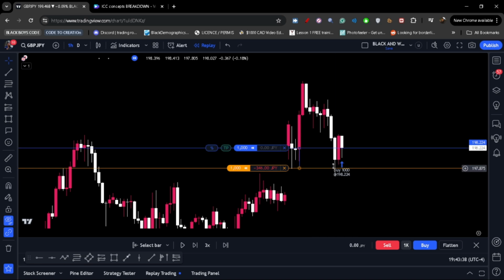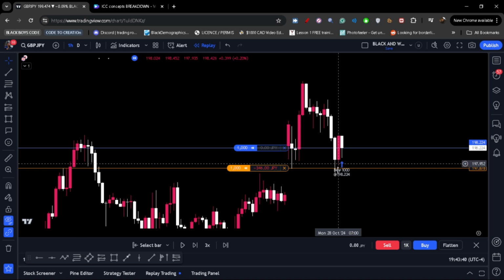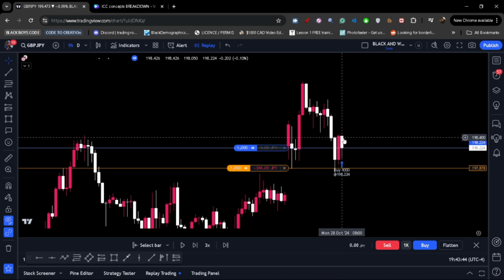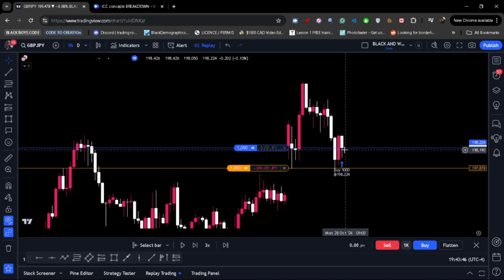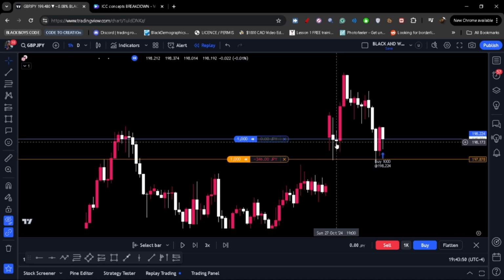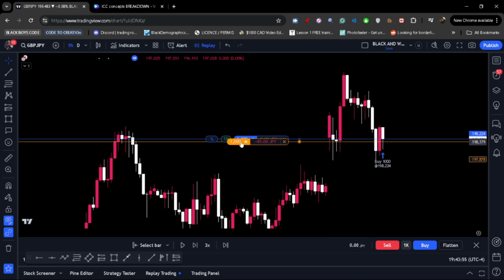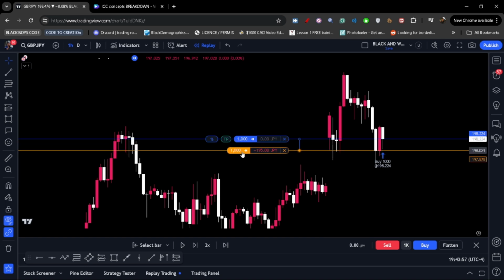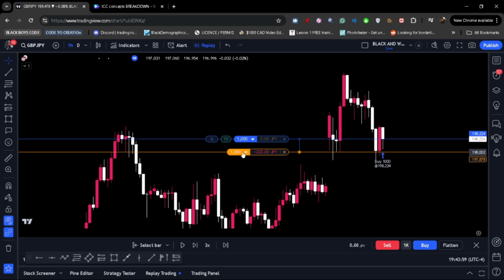In this case, I did not enter here. I entered on this candle right here. Price closed above here, but it came back to retrace, so this is where I entered, somewhere around here. My stop loss, like I told you guys, is either below this body or below the wick. In this case, I put my stop loss below the wick.